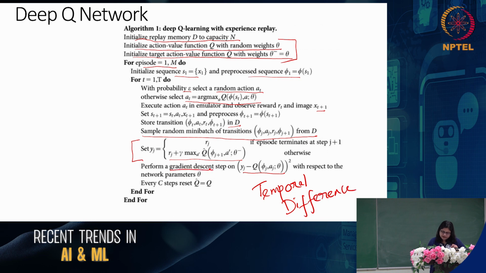And you have to apply gradient descent on this to update the parameters theta. Okay, so this is the deep Q network.